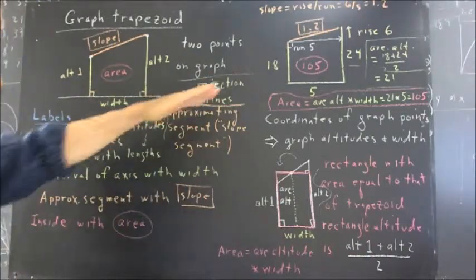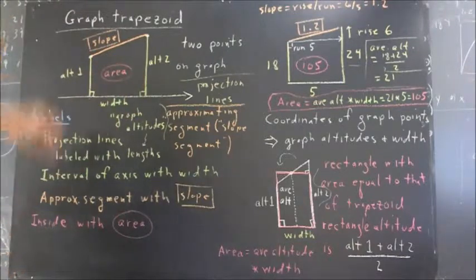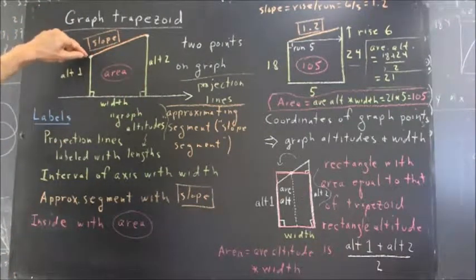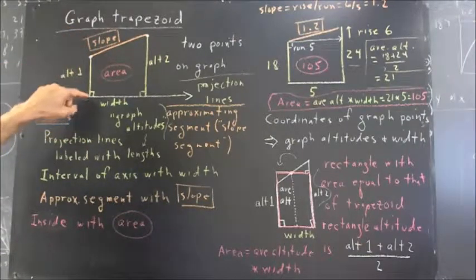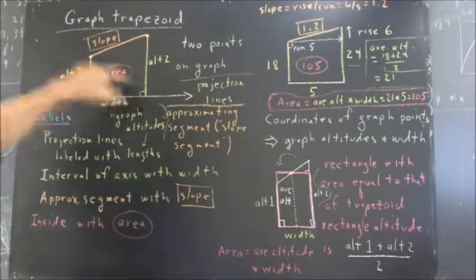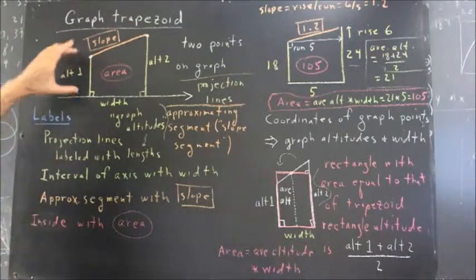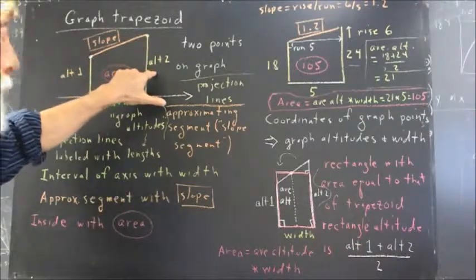It doesn't actually have to be horizontal. It could be tilted at any angle. But we project each of the points to the axis. And the projection has to make a right angle with the axis. So these yellow lines represent the projections. And we call the length of this line graph altitude 1 and graph altitude 2.